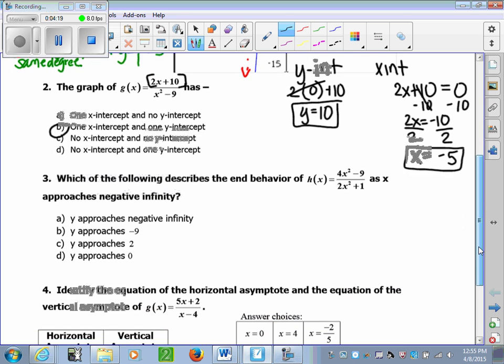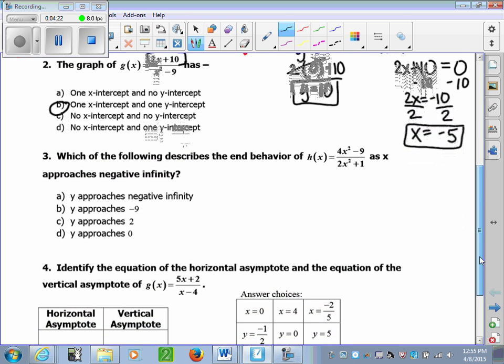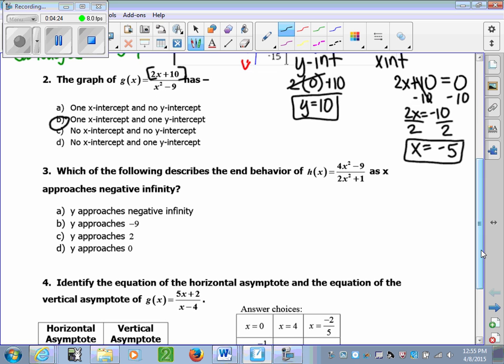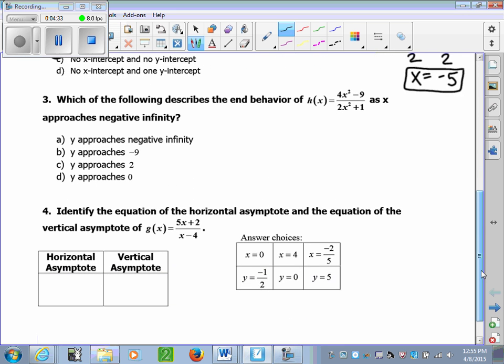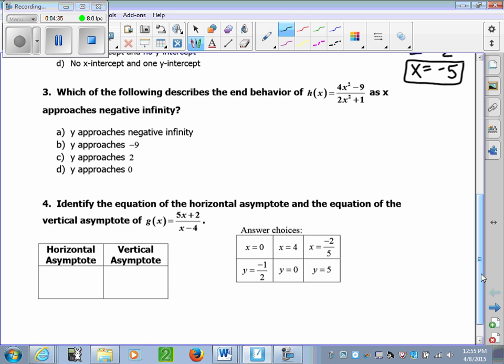You could look at the graph. It's a little hard to see on the graph, but you could look at the calculator, put this equation, g of x, into y1, and you would see that you have 1 x-intercept and 1 y-intercept. Okay. Number 3.